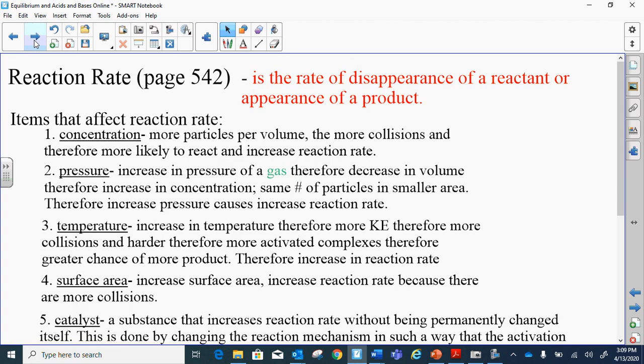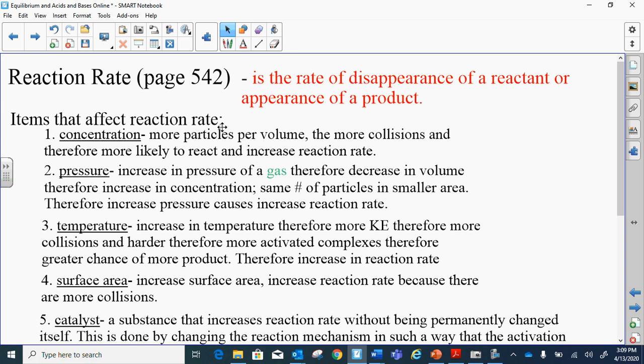We can change the speed, the rate with which they happen, by altering any one of these variables. What is reaction rate? Reaction rate is the amount of either reactants or products. It's up to you. You can choose. Do you want to look at how quickly the reactants are being used up, or do you want to look at how quickly the products are being made? You look at the amount, the quantity of reactants over time, or look at the amount of products as they form over time. So it's moles per time, amount per time. How can we change that?